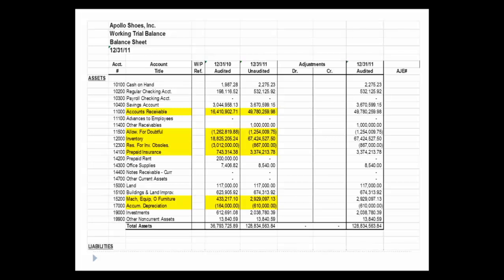Then looking at property, plant, and equipment, and specifically machinery, equipment, and office furniture, we see that went up to about $2.9 million from under $500,000. But we know from the board of director minutes that they purchased machinery and equipment. So you would expect to see an increase in the machinery and equipment account, as well as an increase in the accumulated depreciation associated with that. Just by scanning the numbers, you know that there are things that raise a potential issue.